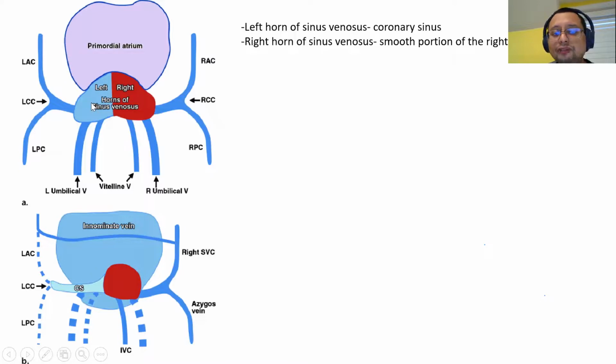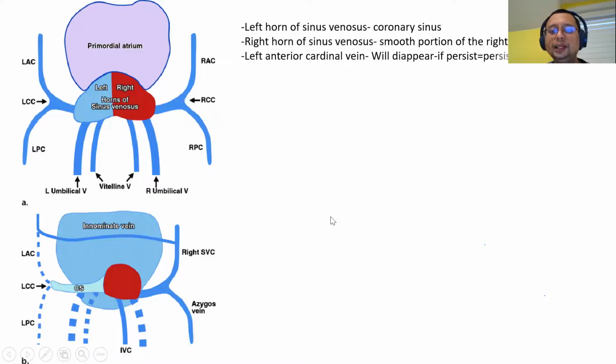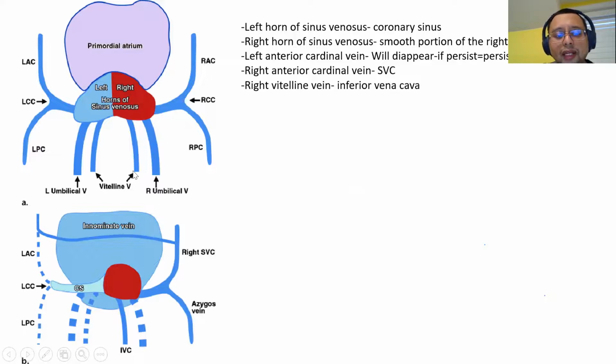So the left sinus venosus, remember, becomes the coronary sinus. The right becomes the smooth wall of the right atrium. The left anterior cardinal vein will disappear; if it persists, it becomes a persistent left SVC. The right anterior cardinal vein will become the normal right SVC. The right vitelline vein here will become the inferior vena cava.